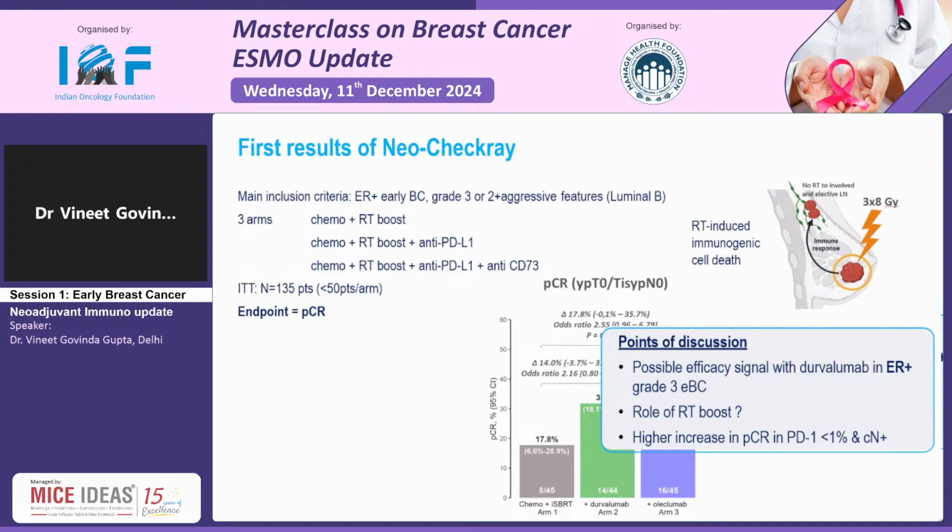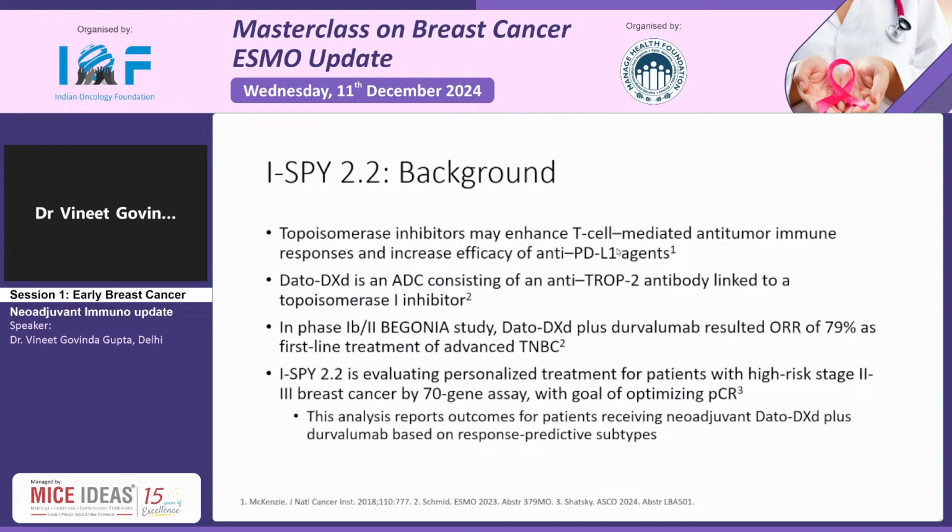So definitely the pCR rate is higher. And interestingly, the pCR rate is actually higher in node positive patients. So again, it throws up the question whether the molecular heterogeneity in node positive patients has some role to play in the better response to immunotherapy.